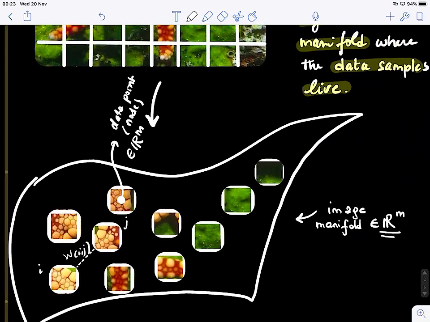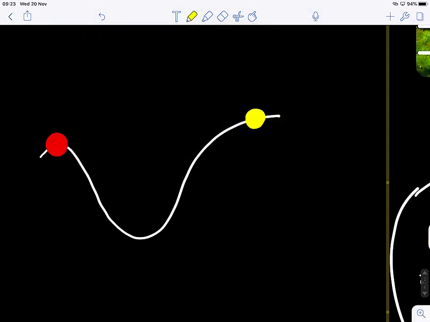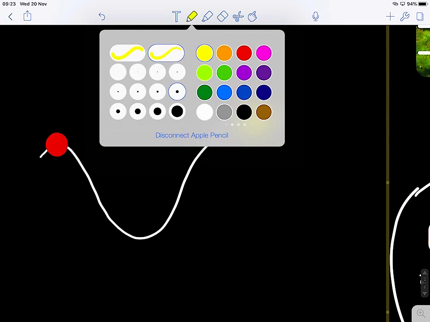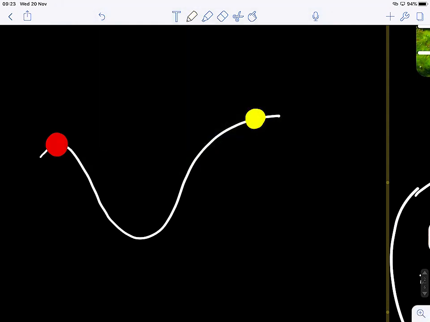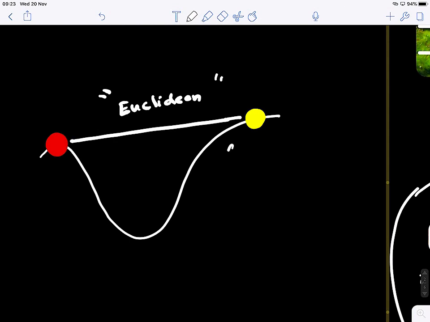So the problem is, if you have a manifold, a space that is curved, what is the shortest distance between this point right here and the yellow point right there? If you want to compute the similarity between these two points, which lie on a curved manifold, and you use the Euclidean distance, it will give you this distance, right? So this is the Euclidean distance. The problem with that Euclidean distance is that it is not faithful to the geometry of the manifolds.